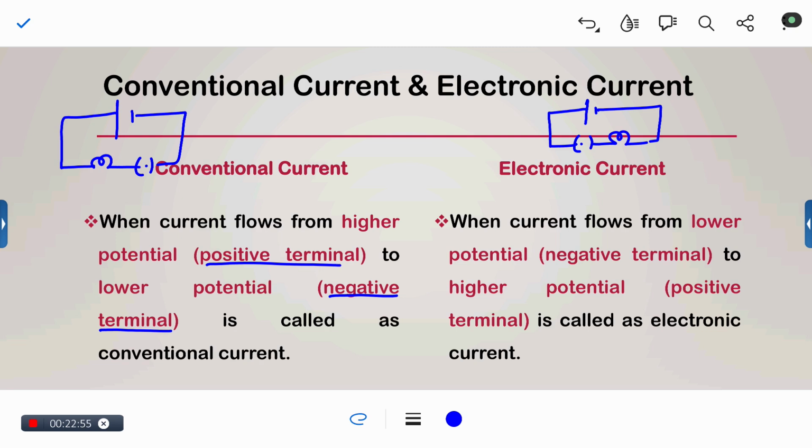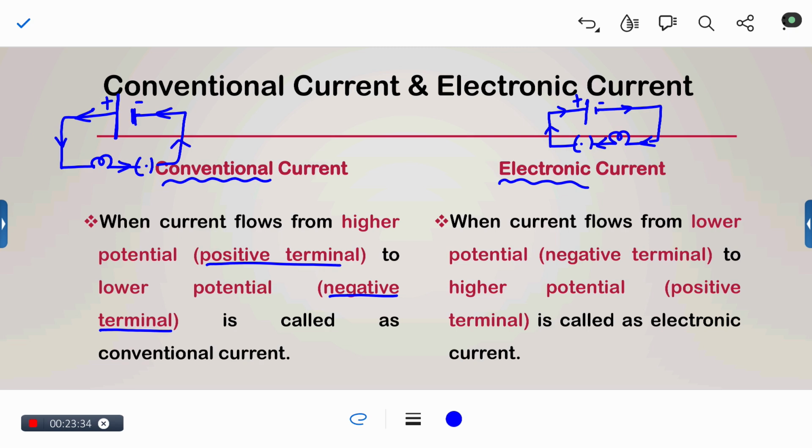This larger vertical line is considered as positive and the smaller line is considered as negative. Here also the same. The larger line is called positive, smaller line is called negative. So when the current is flowing from higher potential to lower potential, that means from positive terminal towards the negative terminal, that type of current we call the conventional current. And if the charges are flowing from negative terminal to positive terminal, that means from lower potential to higher potential, that type of current we call the electronic current.